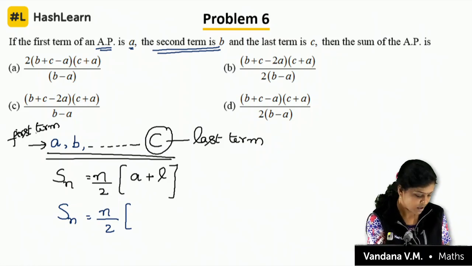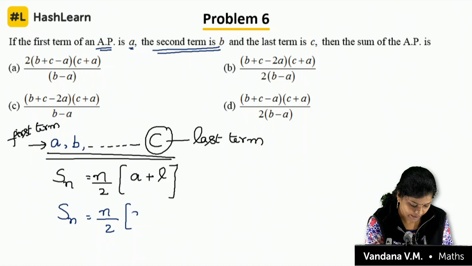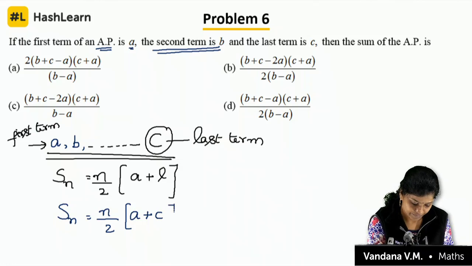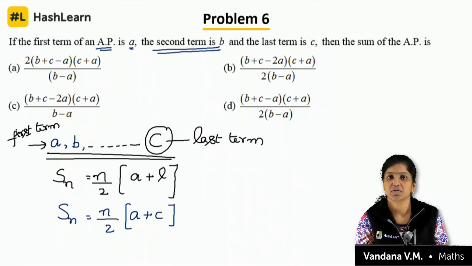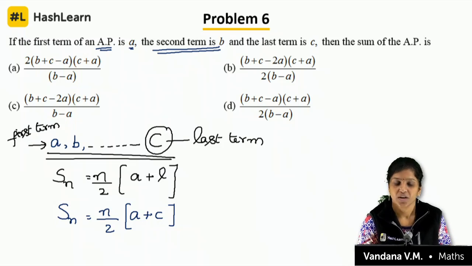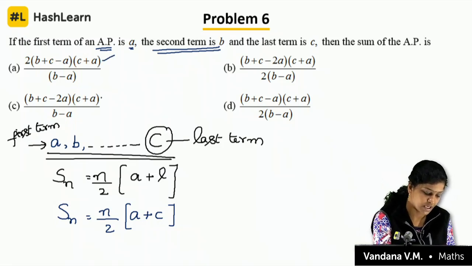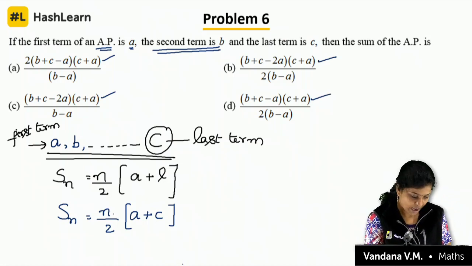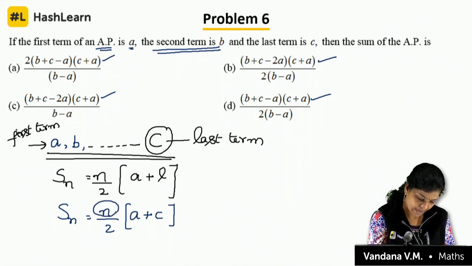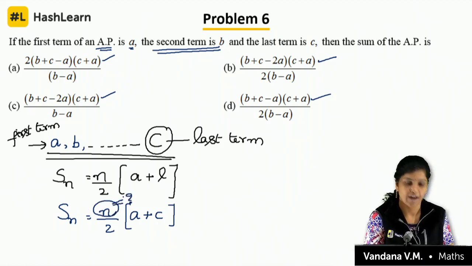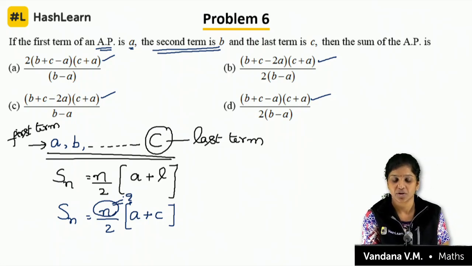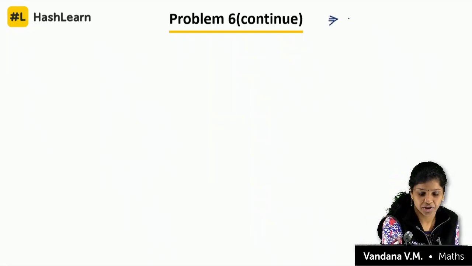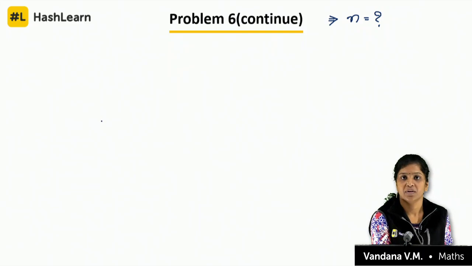A means first term. My first term is A only. So I'll write A, plus last term. What is the last term? That is C. But you see the options, nothing is matching with the options. So what I understood is everywhere A plus C, A plus C is there. So I have to find out the n value. Clear, children? Yes. Now my intention is to find out the n value.